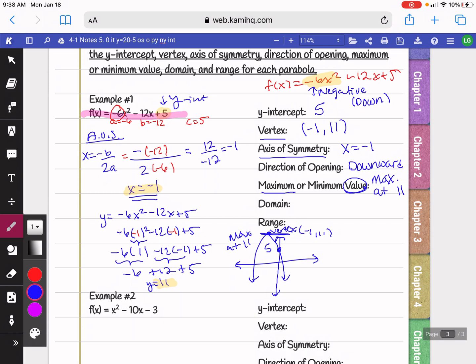For domain, since this one's going to keep going left and right, we know the domain's all real numbers. For the range, we're going to put the letter y. Since this one's going down, I'm going to use less than or equal to. And on the top, it's going down from 11. So again, you use that y value from the vertex.